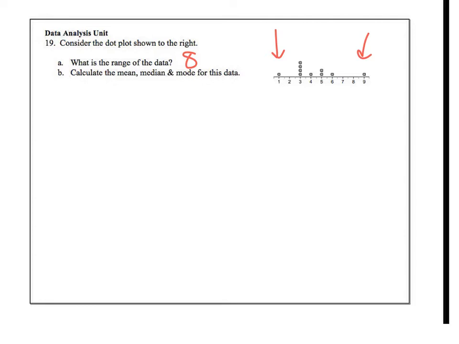The mode is really easy to see with the dot plot. It's the number that has the most dots. So here, the mode would be 3. So I'm just going to label that there, and that leaves the median and the mean.